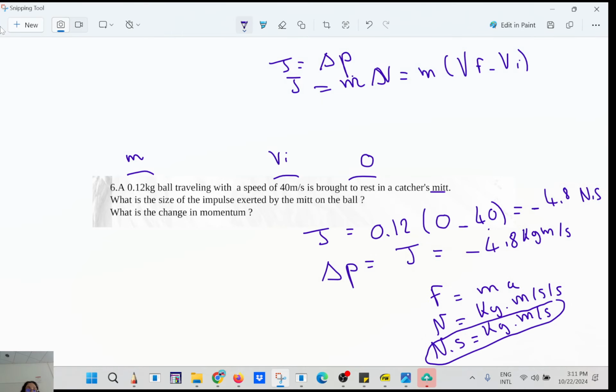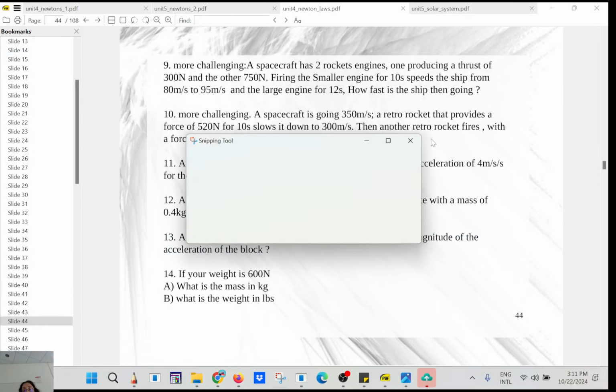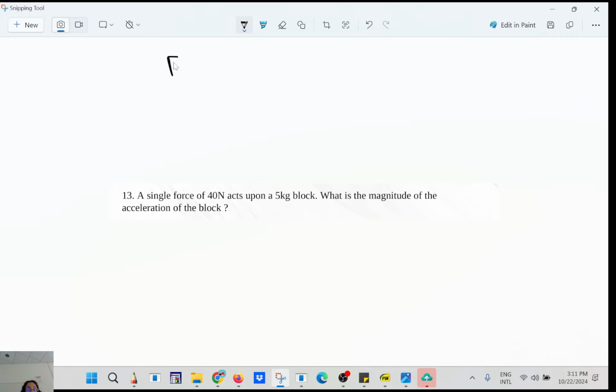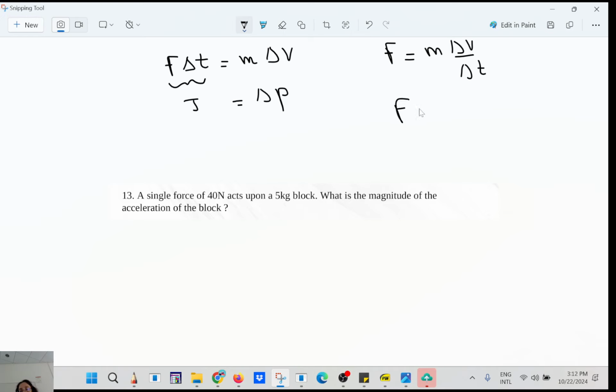Okay, let's do just number 13. Sometimes when you have Newton's second law, you have two ways to do it. Depending on the equation, you can say a force applied over a time t, where you don't let go, you keep pushing or pulling, causes a change in momentum. This is called the impulse, and this is called the change in momentum. Or you can say the force equals m delta v over delta t. You see, I divide both sides by delta t. So F equals ma, it's the same thing.